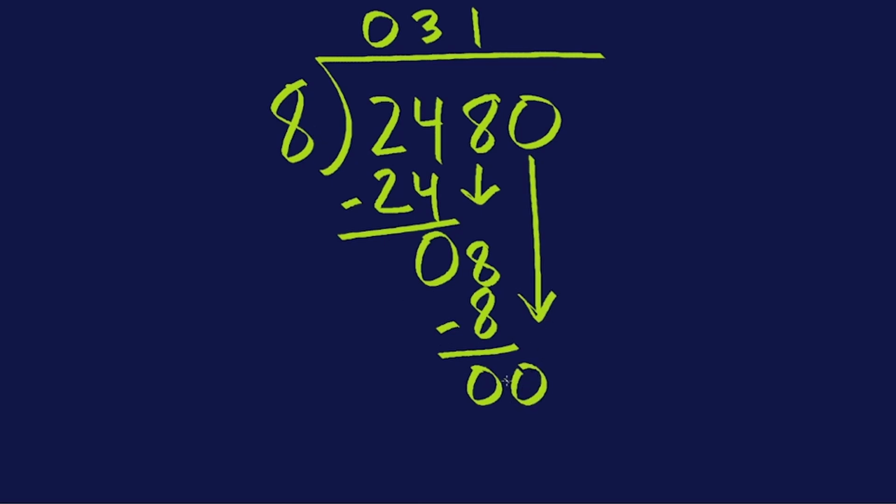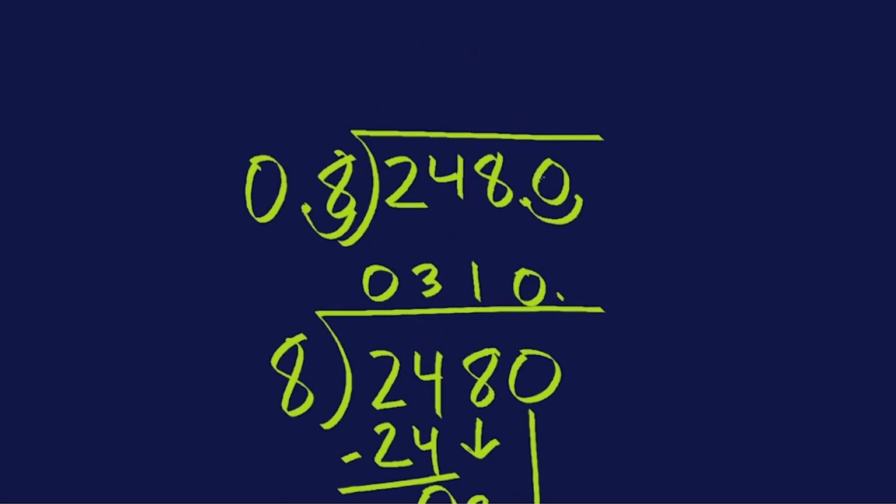8 does not go into 0. How many times? Well, it fits in 0 times. And we do need to show 0 because 0 is a mathematical value, and we need to record a result from this column. So we did it, 310. Is our decimal in the correct place?